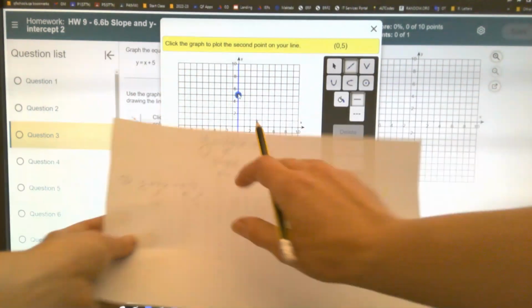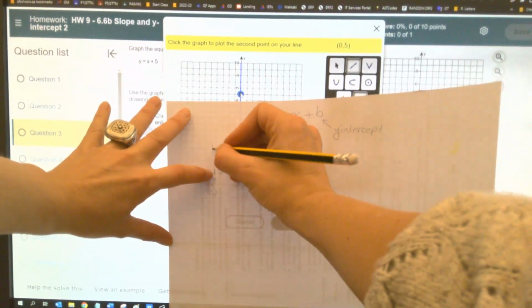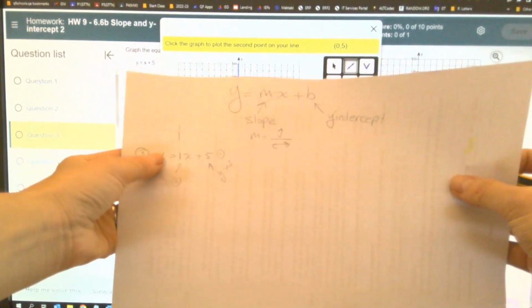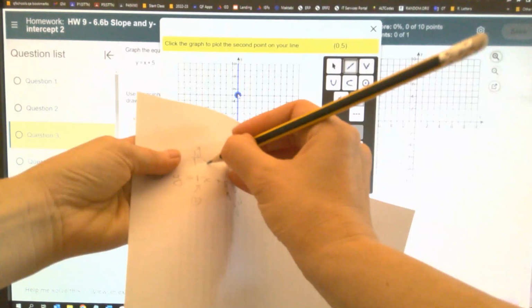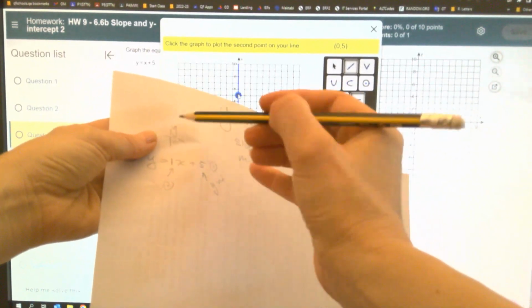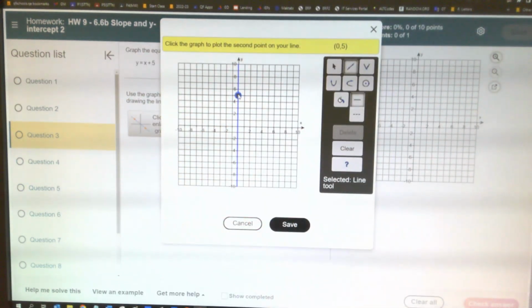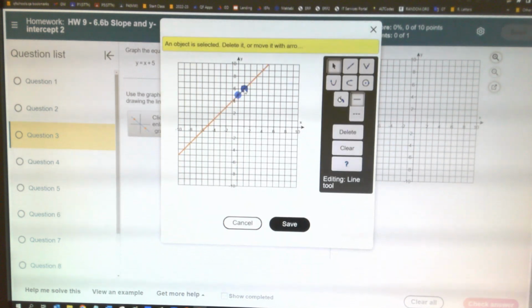So now I use my slope. My slope is 1, but I have to make it a fraction, so I put it over 1. 1 over 1. The top number is up and down. The bottom number is left and right. Because it's positive, we go up 1, and because down here it's positive, we go right 1. Oops, just wait. I start at that point. I go up 1, right 1, and then I click.